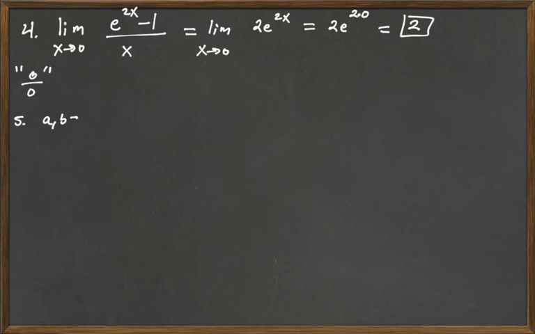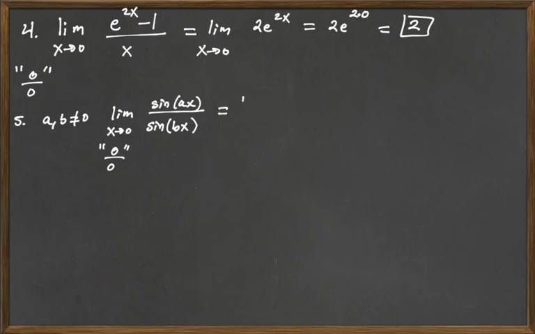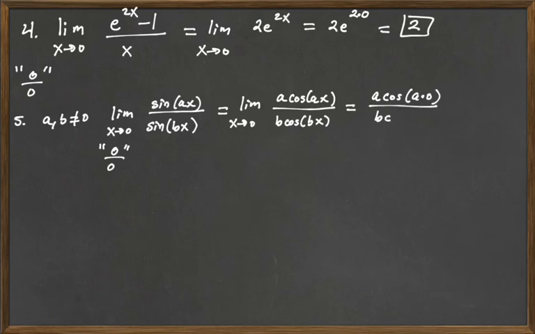Alrighty. Now let's suppose that a and b are not 0. Then the limit as x approaches 0 of the sine of ax over the sine of bx, excuse me. And that's going to be the form 0 over 0, sine of 0 is 0. So this is going to be the limit as x approaches 0 of a cosine ax over b cosine bx, which is a cosine of a times 0 over b cosine of b times 0. Cosine of 0 is 1, so this is going to be a over b. Okay, I think we got one more here.